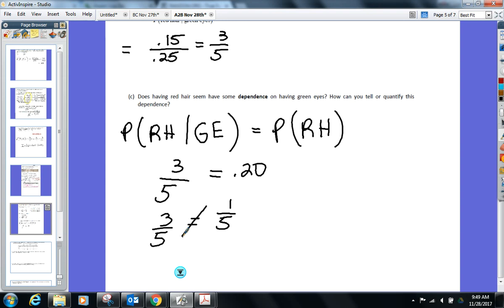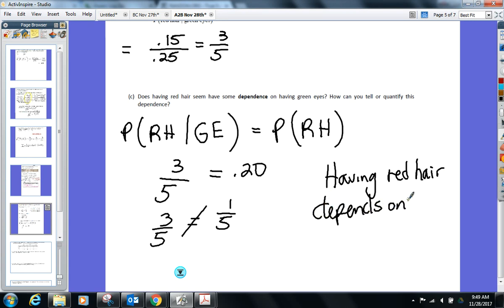So what can we say here? What did we just find out? They depend on each other. Yes. All right. Having red hair depends on having green eyes. So they're not totally separate from each other. There is some dependence. Do we see how this is starting to work a little bit now? That probability should not change regardless of what occurred. They should still be equal to each other.